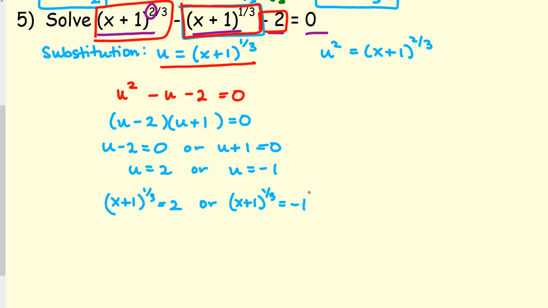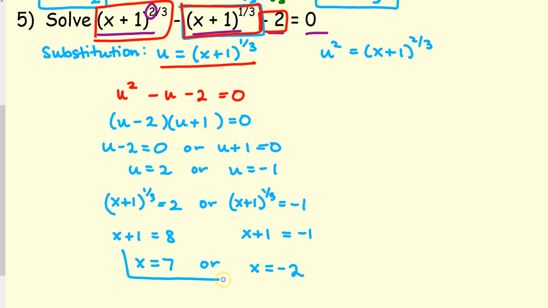Okay, so to solve each of these, we start by cubing both sides. Cubing will undo the 1/3 power. So that gives us x plus 1 is 2 cubed. 2 cubed is 8. And then subtract 1 from both sides, we get x equals 7. And then for the other one, cube both sides. X plus 1 equals -1 cubed. -1 cubed is -1. And then subtract 1 from both sides, x equals -2. Okay, so that's the substitution method for a quadratic in disguise.